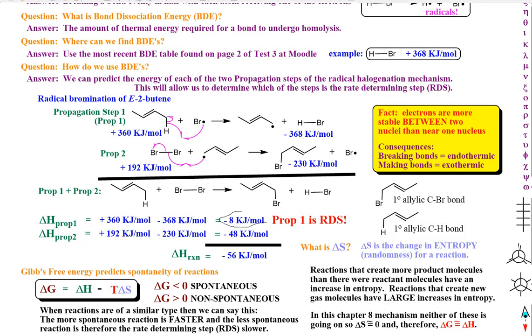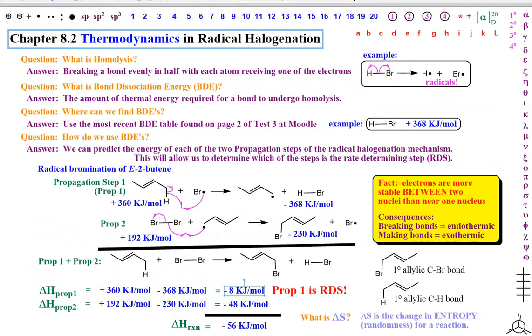Less exothermic means delta G is less spontaneous, means this is less fast. Another way to say less fast is slower. Rate determining step is the slower step. And this brings to a conclusion our discussion of thermodynamics and radical halogenation. And I hope you found the video to be useful, and I look forward to our next video.